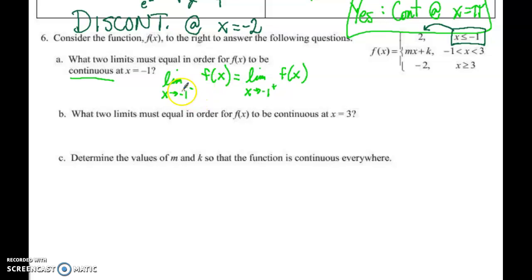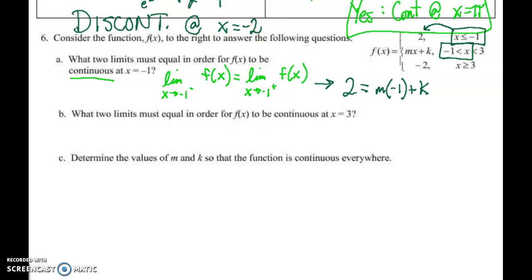Okay, so what does it mean to be x approaches negative 1 on the left side? Is you're looking at this inequality, which is basically just saying 2 needs to equal, well, what needs to happen if we're doing negative 1 on the right side? So we're looking at this negative 1, and we can plug in negative 1 for this x. So we're looking at m times negative 1 plus k. Now we have two variables with one equation, so we don't have enough information yet in order to solve it.